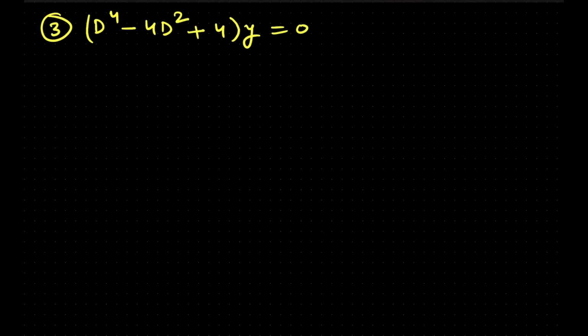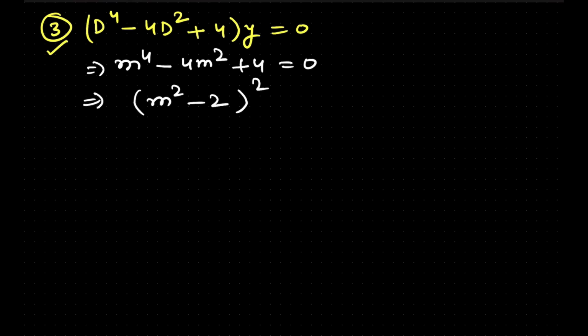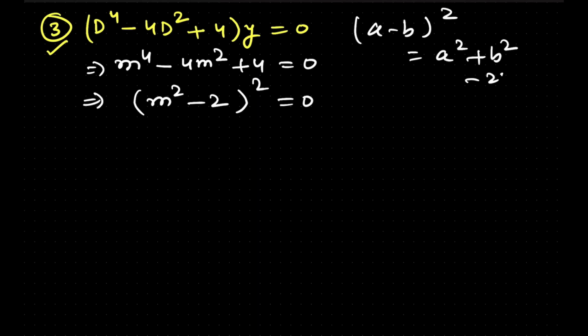Okay, so now let's solve this third question. This is also a very good question. You can give it a try. So now let's start. m to the power 4 minus 4m square plus 4 is equal to 0. You know that this is of square form, that is m square minus 2 whole square. So we know that a minus b whole square is a square plus b square minus 2ab. So it is from there.